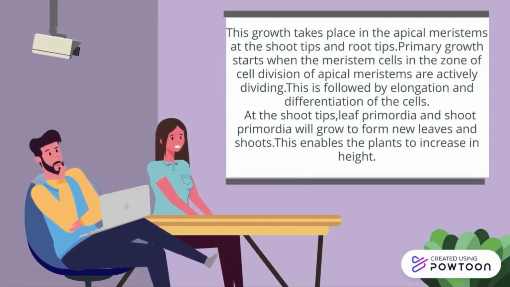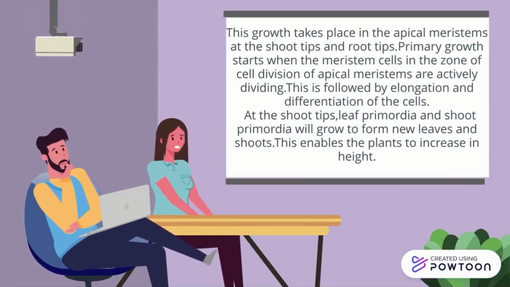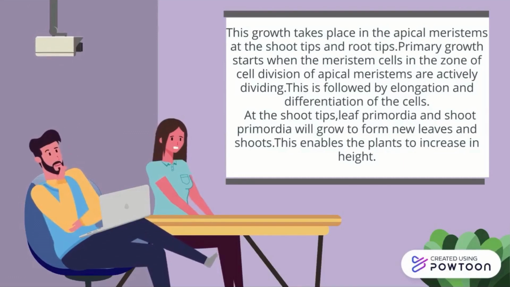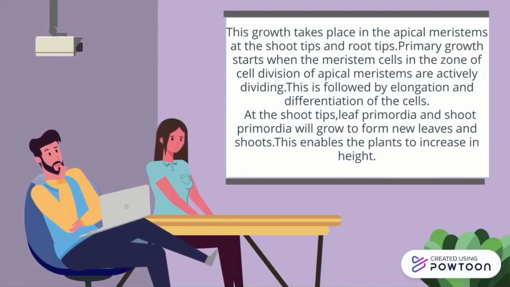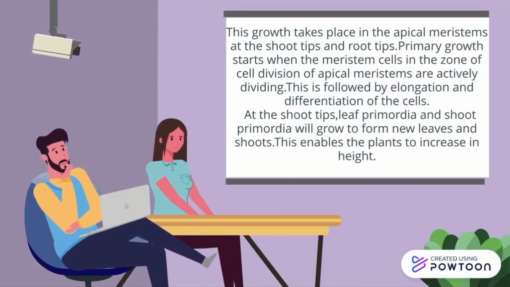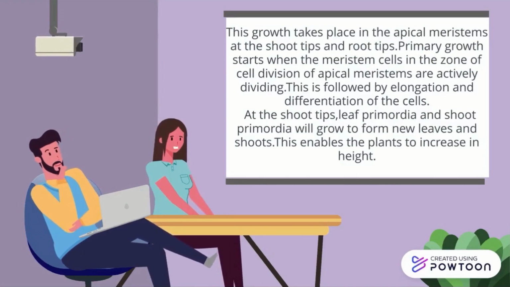This growth takes place in the apical meristems at the shoot tips and root tips. Primary growth starts when the meristem cells in the zone of cell division of apical meristems are actively dividing. This is followed by elongation and differentiation of the cells. At the shoot tips, leaf primordia and shoot primordia will grow to form new leaves and shoots. This enables the plants to increase in height.